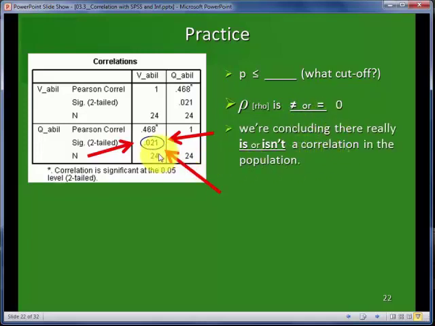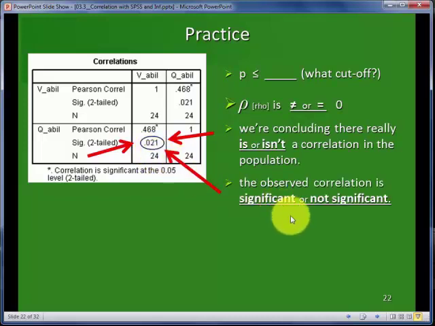So in this case, what are we going to do? Are we going to conclude that there really is a correlation in the population, or are we going to be careful and say there's not? Is the observed correlation significant or not? Well, in this case, we'd say the correlation is significant, that we think there is a correlation at the population level because the p-value is below 0.05. Remember, p is the chance of making an error, so if it's smaller, that's good. We like that. That means we can conclude that rho is equal to some number other than 0.